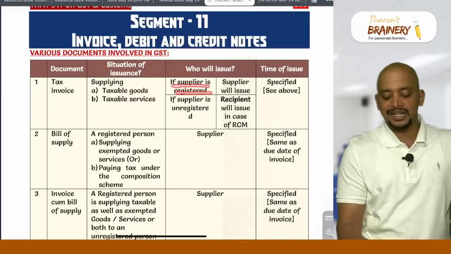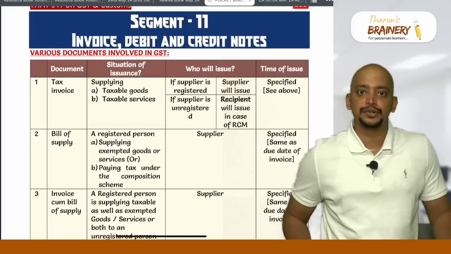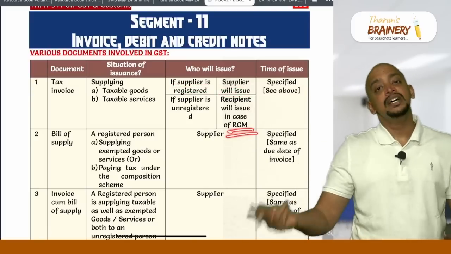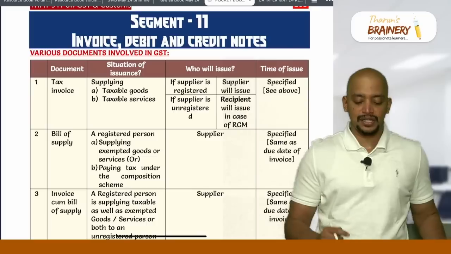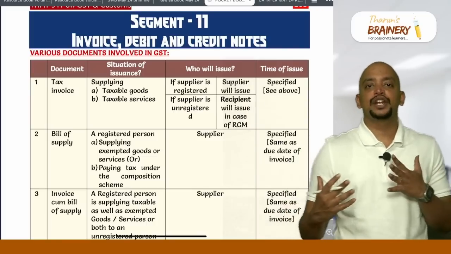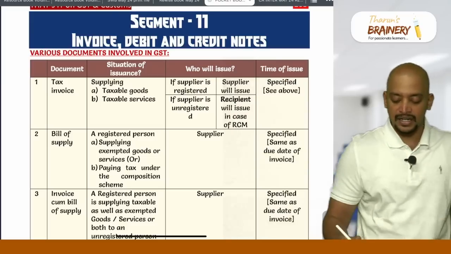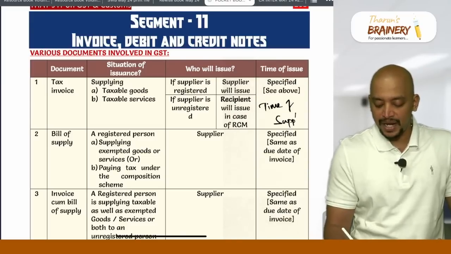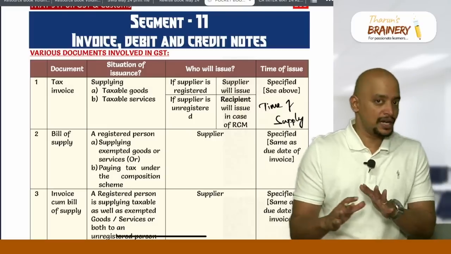So generally, if the supplier is registered, supplier will be giving tax invoice to the recipient. But if the supplier is unregistered and the transaction is covered under RCM, then recipient will be giving tax invoice to the supplier. And what is the time limit? Already we have seen. There are multiple provisions related to the due date of invoice. This is given in the time of supply chapter, where we have completed the discussion related to this.